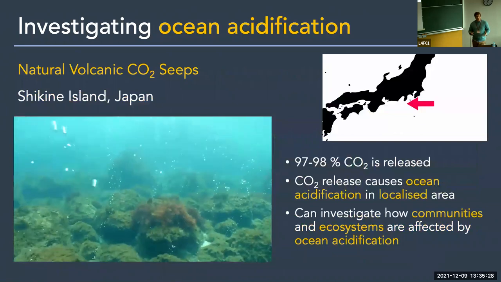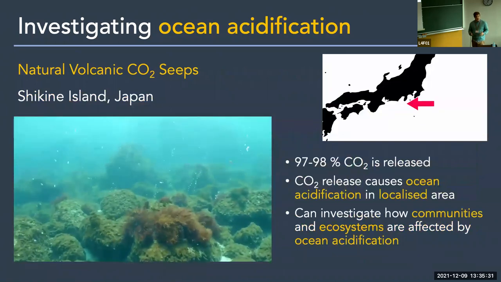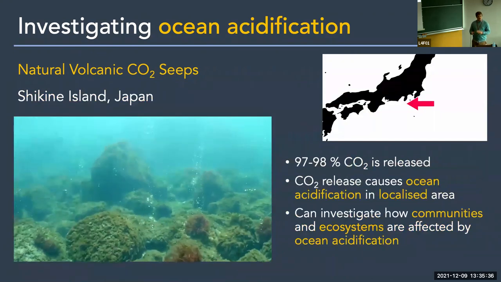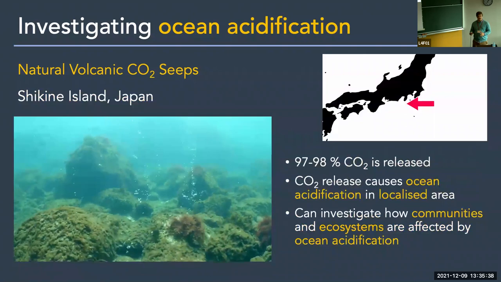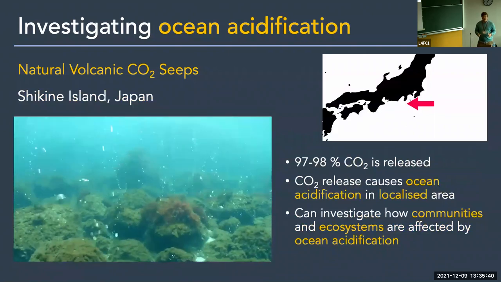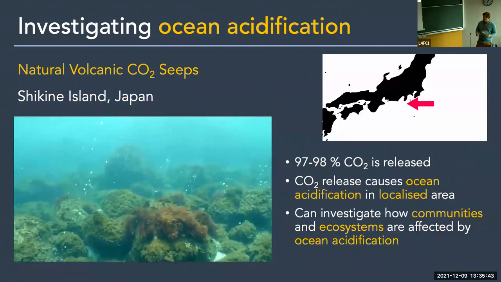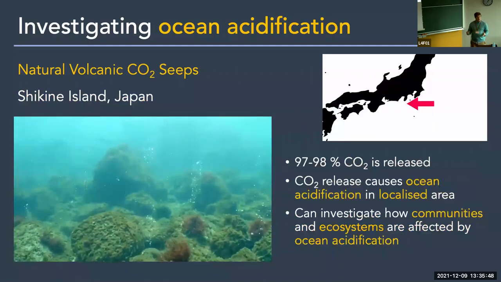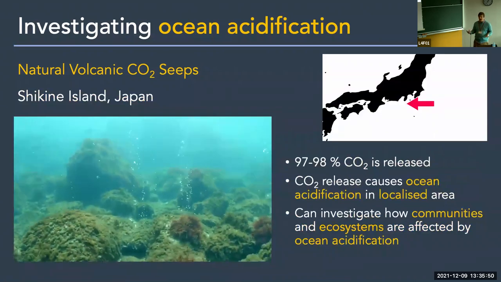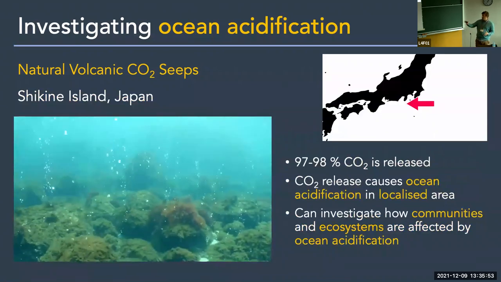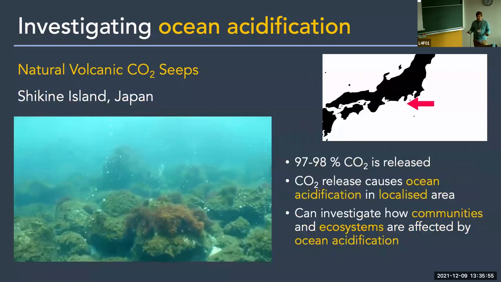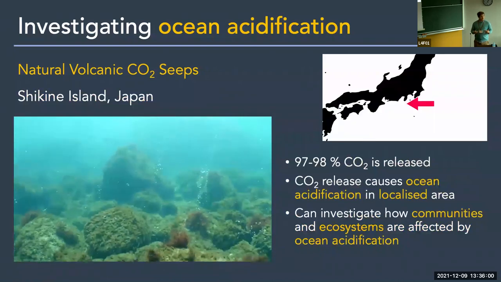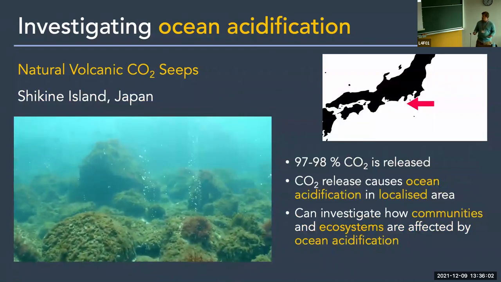So one of the ways that we go about this is by using volcanic CO2 seeps. These are systems where, due to local volcanic activity, there is a release of carbon dioxide through the seabed. This then gives us a localized area where it is experiencing the conditions we expect for ocean acidification. Now, obviously, this is not how ocean acidification happens, but this gives us a natural laboratory of sorts to be able to look into those effects.